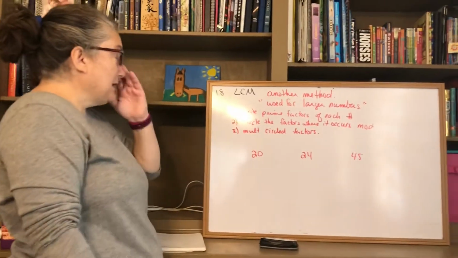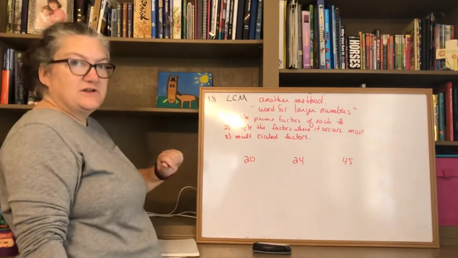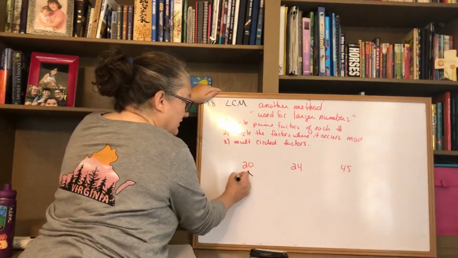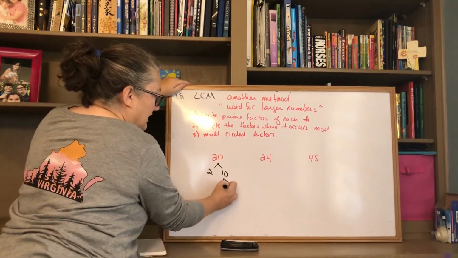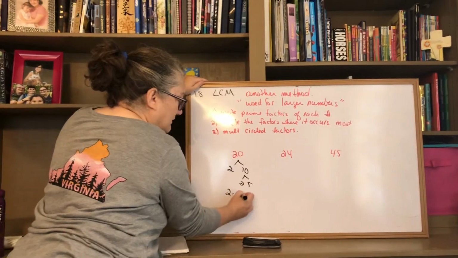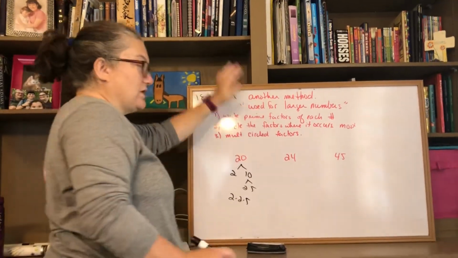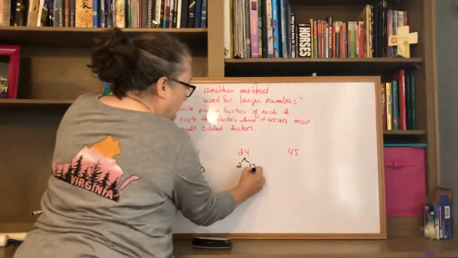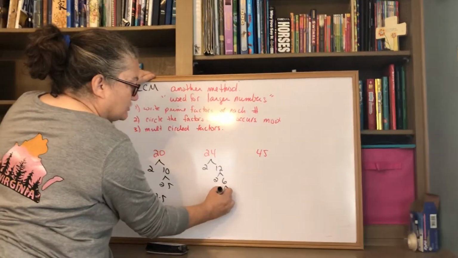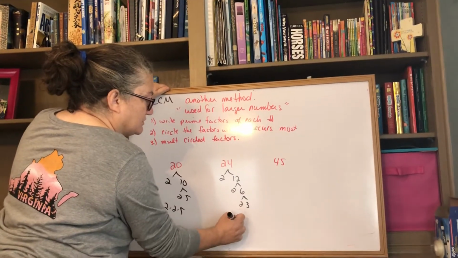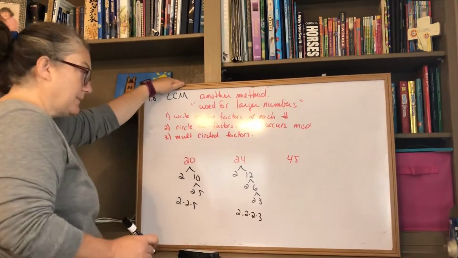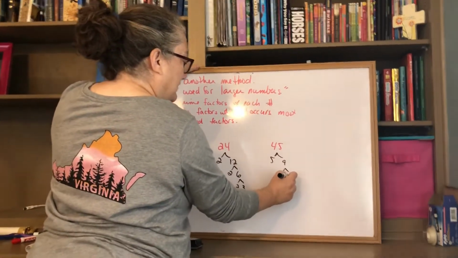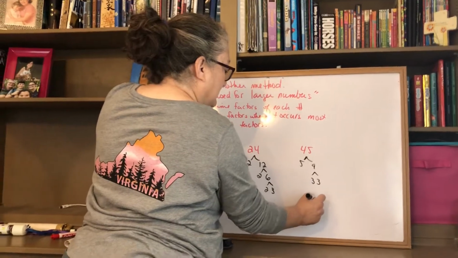So starting with 20, it says to write the prime factors of each number. Now recall how we find the prime factors. That's using the factor tree. So we go 2 times 10, 2 times 5. So this is 2 times 2 times 5. The next one, 24. I'm just going to list the prime factors. We have 2 and 12, 2 and 6, 2 and 3, or 2 times 2 times 2 times 3. 45 would be 5 times 9 and 3 times 3, or 3 times 3 times 5.